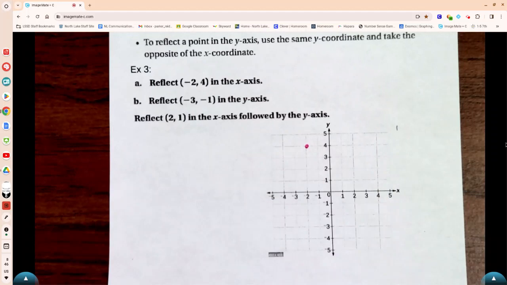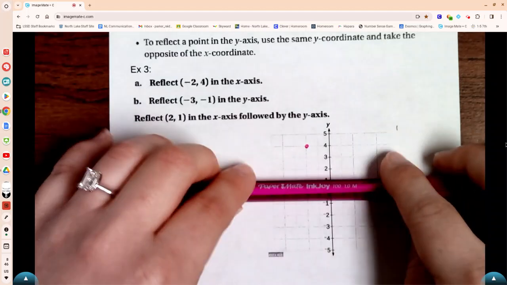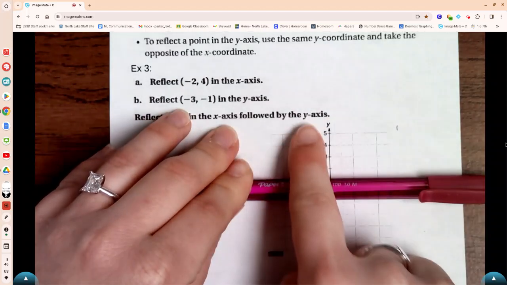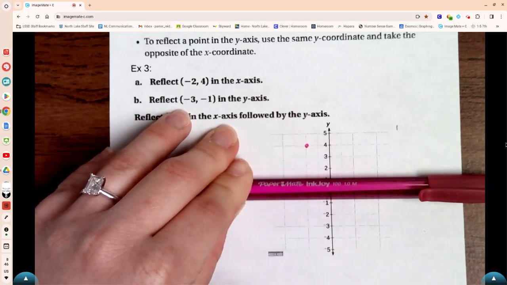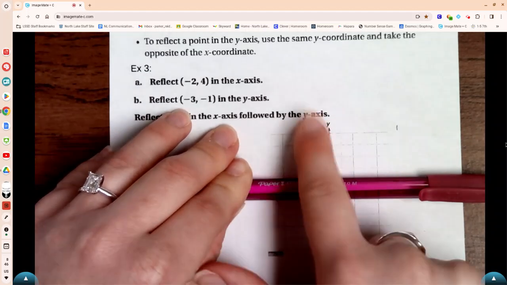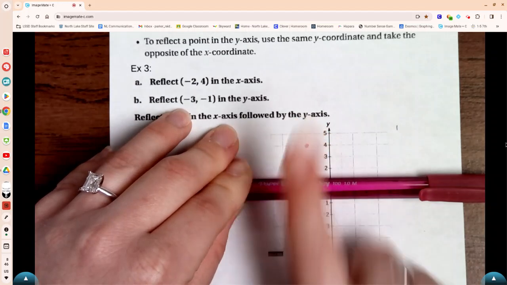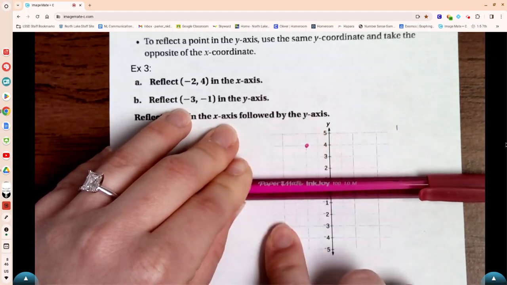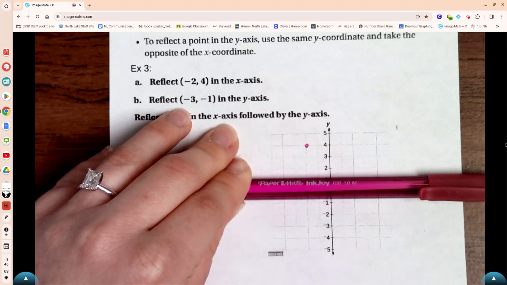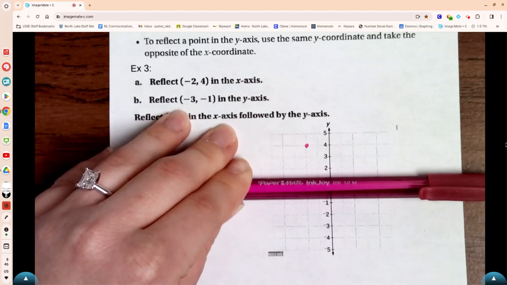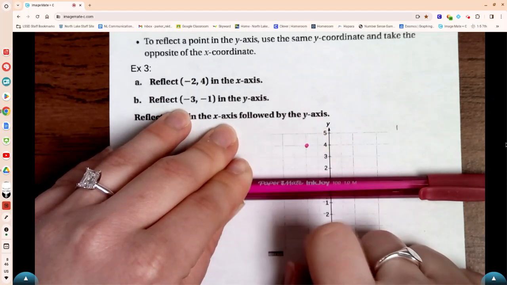If I'm reflecting over the x-axis, this is my x-axis, so it means I'm jumping across this. I'm treating this like my mirror, and I want to go to the other side. Does anybody think they know where it would end up landing when we do that, if we go from up here over down here? Mia? I'm looking for an ordered pair, the two numbers that describe its full location.